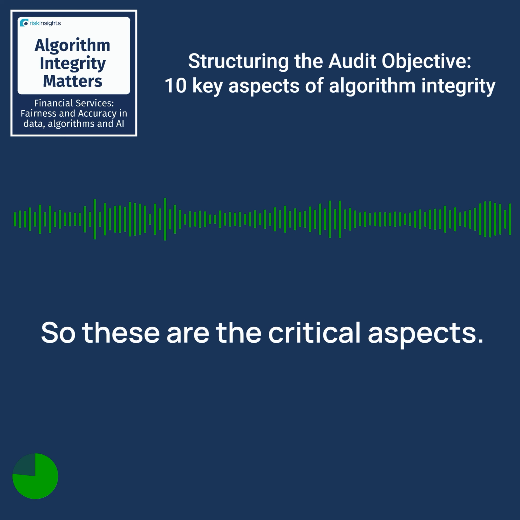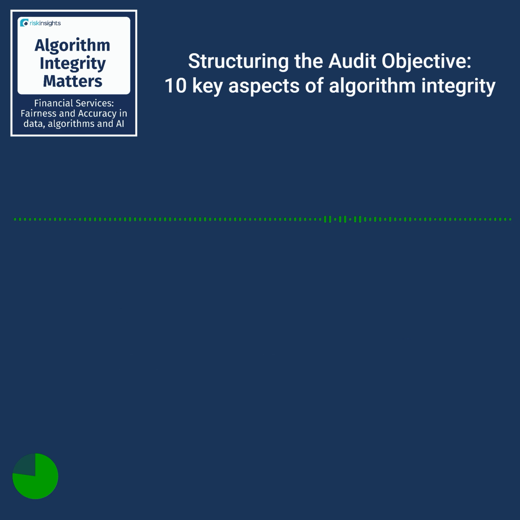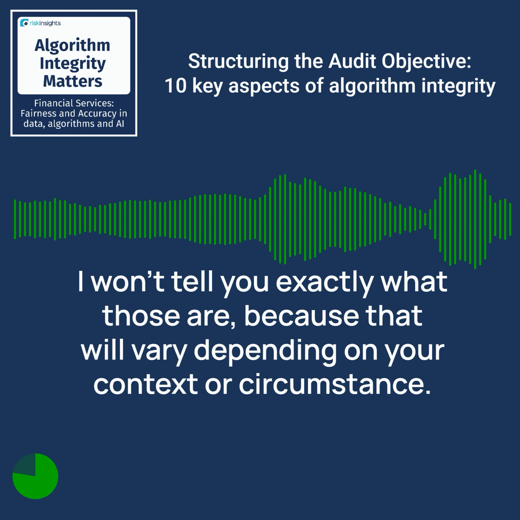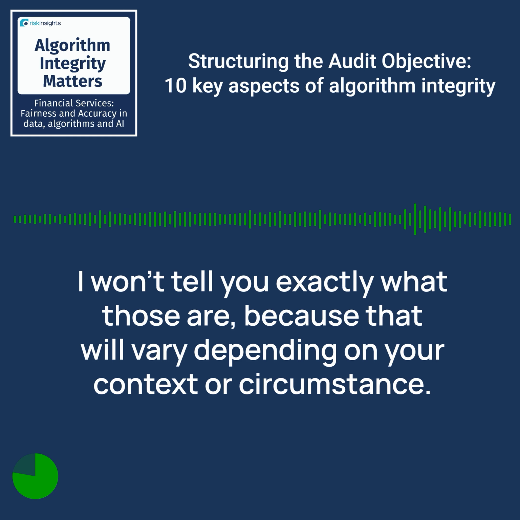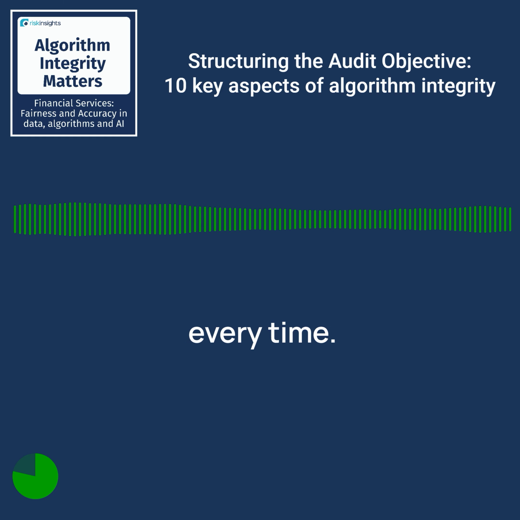So these are the critical aspects. You want to make sure that you're covering them as part of audits every single time. I won't tell you exactly what those are because that will vary depending on your context or circumstance. But if you're doing a bias audit, for example, if you want to know that there's no bias, you're obviously going to look at fairness every time.